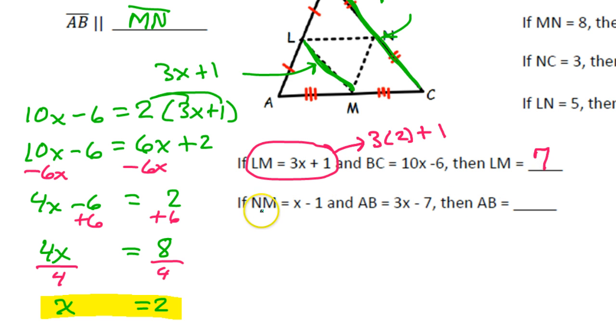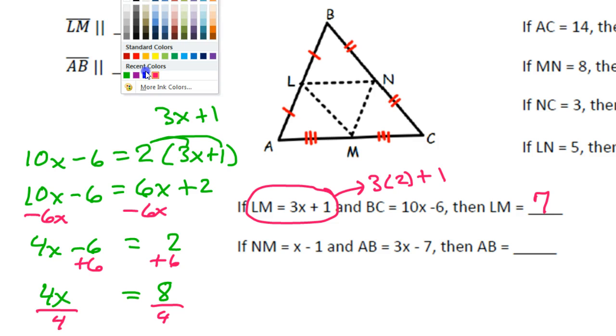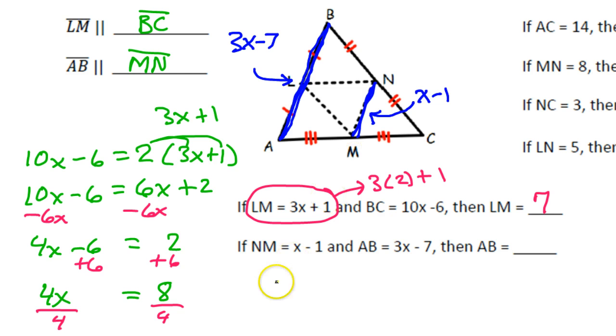Okay, we can do the same type of thing right here with the NM and the AB. So let me start over. Okay, NM. NM is this right here. And so if we're told that that is x minus 1, and then AB, which is this right here, and we're told that that is 3x minus 7. So again, the bigger side is going to be double the midsegment. So let's write an equation for that. So 3x minus 7 is going to be double the midsegment.